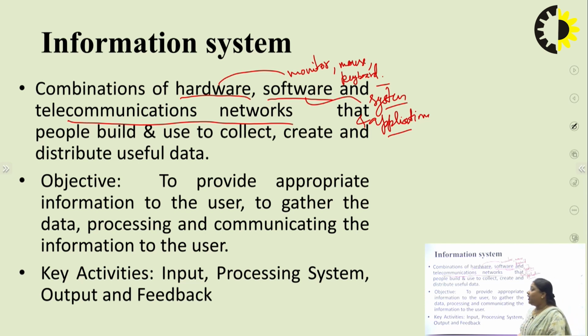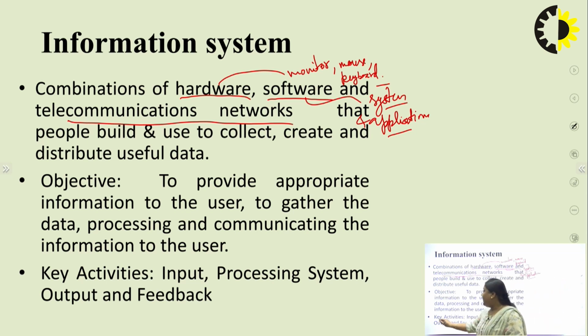Now what is the objective of information system? The objective of information system is to provide the appropriate information to the user: to gather the raw data, process the raw data and then communicate the useful, relevant information to the end user or client who requires that information.